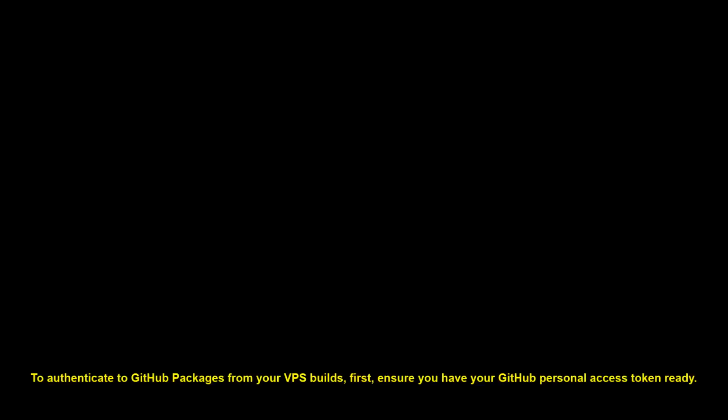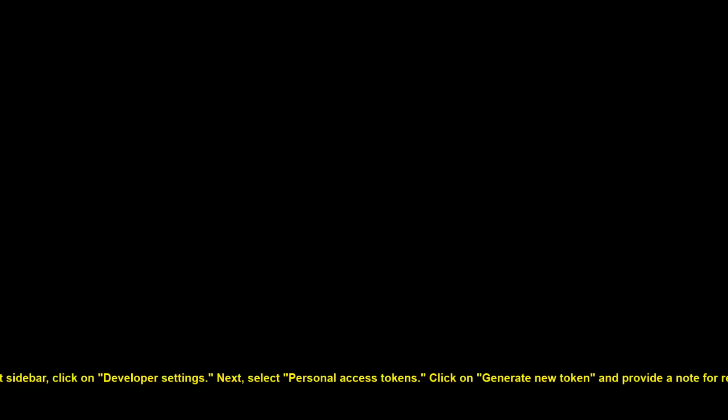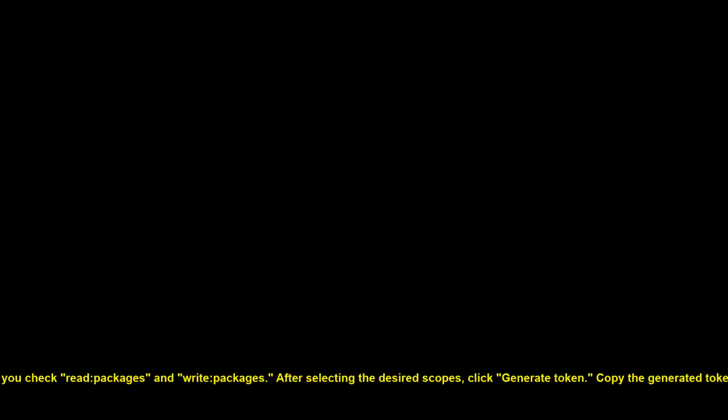To authenticate to GitHub Packages from your VPS builds, first, ensure you have your GitHub personal access token ready. Navigate to your GitHub account settings. In the left sidebar, click on Developer Settings. Next, select Personal Access Tokens. Click on Generate New Token. Set the expiration date according to your needs. Under Select Scopes, ensure you check Read Packages and Write Packages. After selecting the desired scopes, click Generate Token.